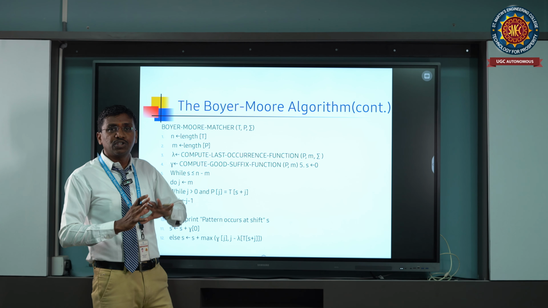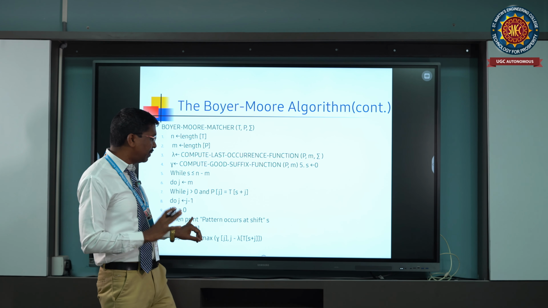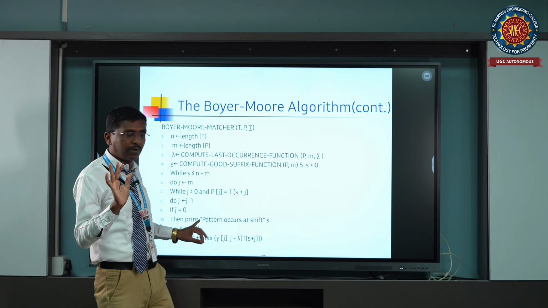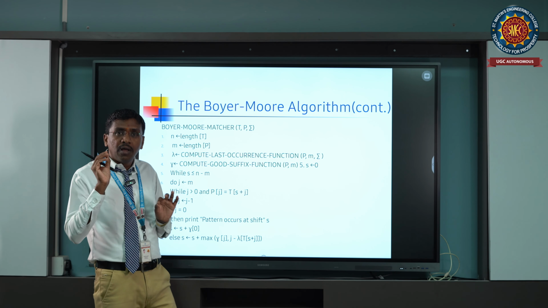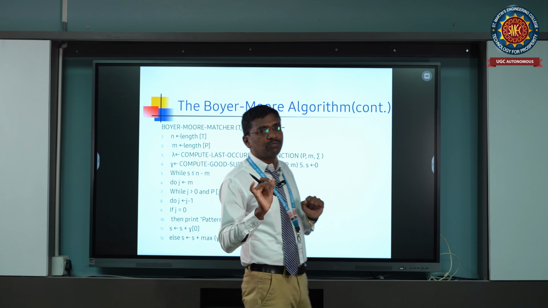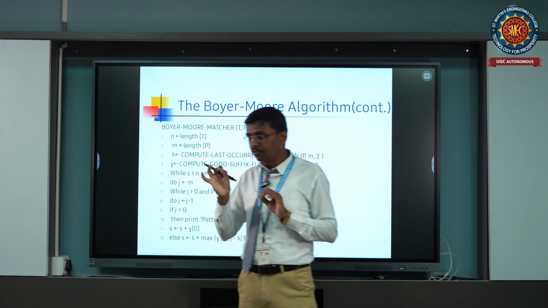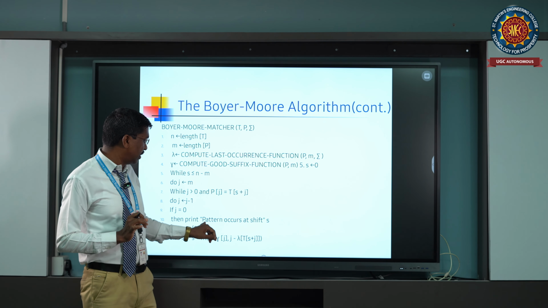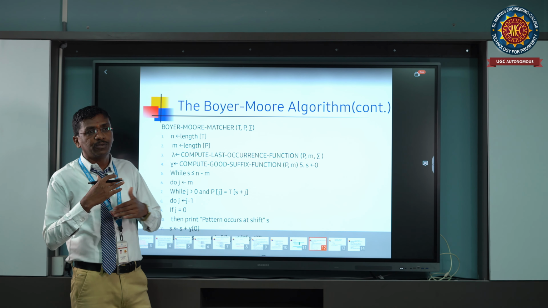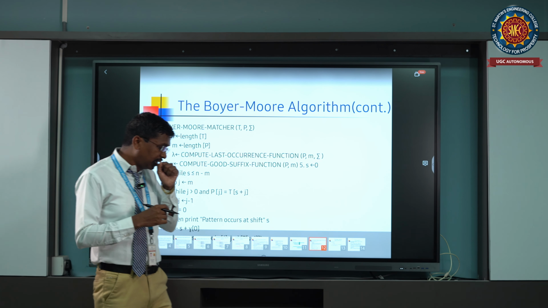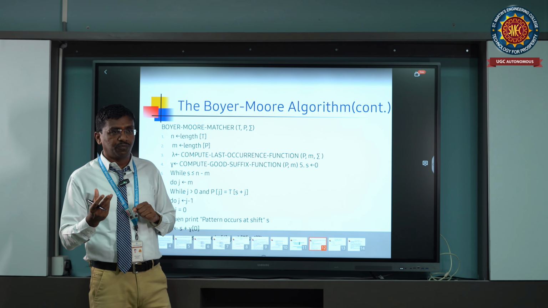When a mismatch comes, it is going to focus on the bad character table. Okay, then it is going to print that the pattern occurs. Occurs means we got the pattern matching. When we find a match, it will show this. Not matching means it keeps moving on, the while loop keeps moving on the iteration. Not matching means it will come out of the loop.